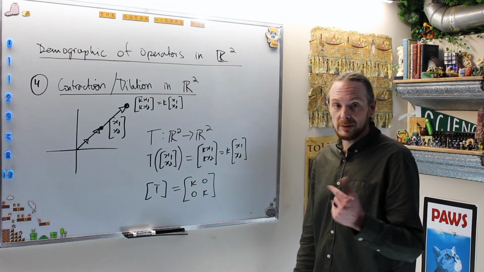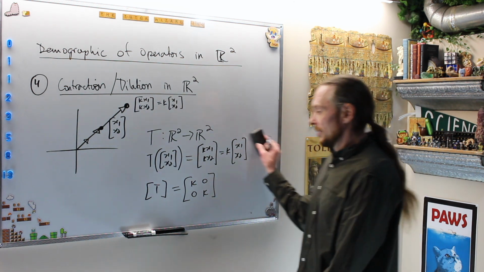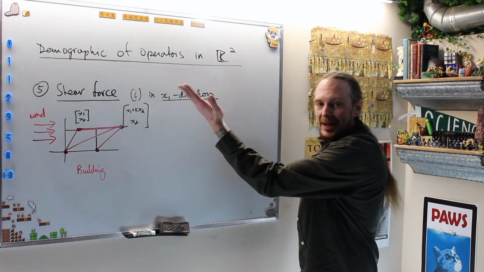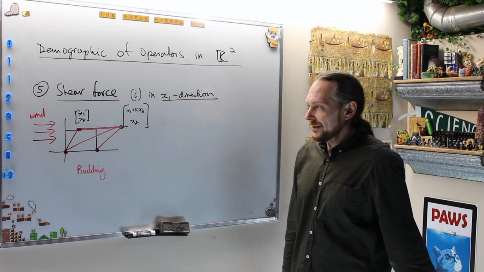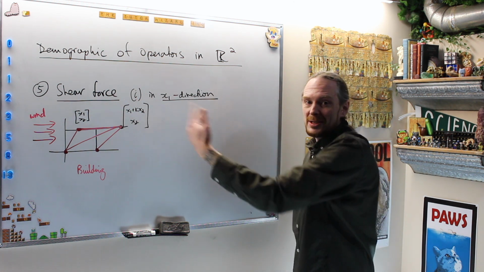Last category, and then we'll do an example, and then, yes, the semester's over. No more new material. The last category we're going to do is shear force in the x1 direction and then the x2 direction. Essentially, the matrices will look the same, so I'll explain the x1 direction, which is more important.